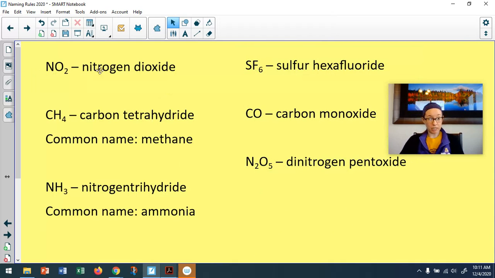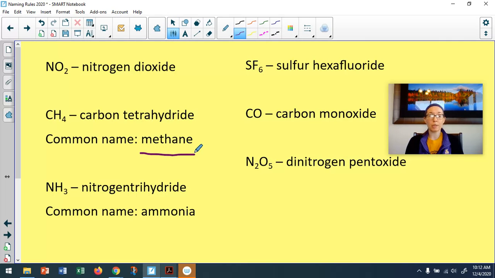So NO2 would be nitrogen dioxide. CH4 is carbon tetrahydride. What you're actually going to have to memorize, though, is that the common name of this is methane. There is another naming system for compounds that are made of carbon and hydrogen-based compounds. They're called organic compounds. So it is much more commonly called methane because of that other naming system.